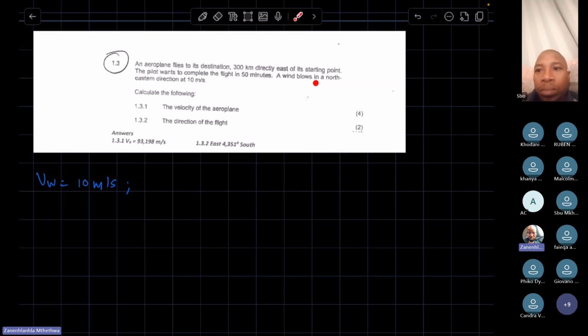That is northeast. Northeastern is the same as north 45 east. So this is north 45 degrees east. Right. We are given the wind vector. That's the only vector we are given. Now, because the only vector we are given is expressed in terms of meters per second, that is an indication that you need to express all your other vectors in terms of meters per second.